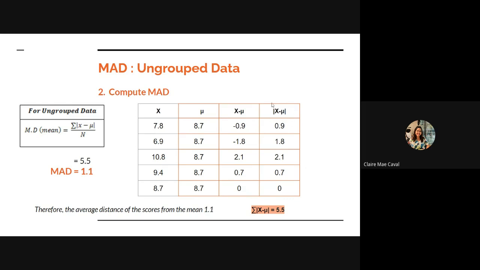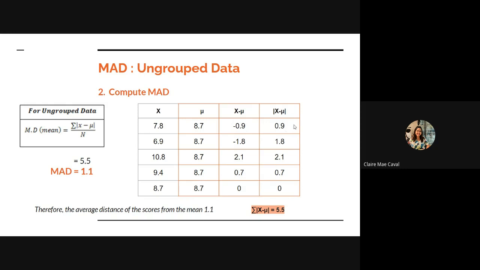Then another column, that's the absolute value of the difference of your data or observation and your population mean. Okay? So the absolute value of negative 0.9 is 0.9. Again, class, when you say absolute value, this is the real or original number. For example, the absolute value of negative 4 will always be 4. Regardless of the sign, positive or negative, the answer of the absolute value will always be the real number. So again, the absolute value of negative 0.9 is 0.9.